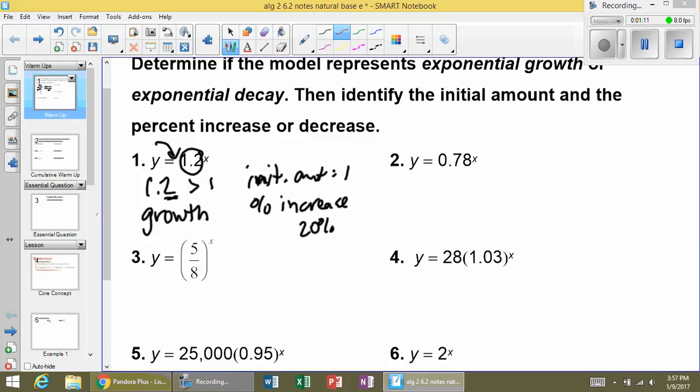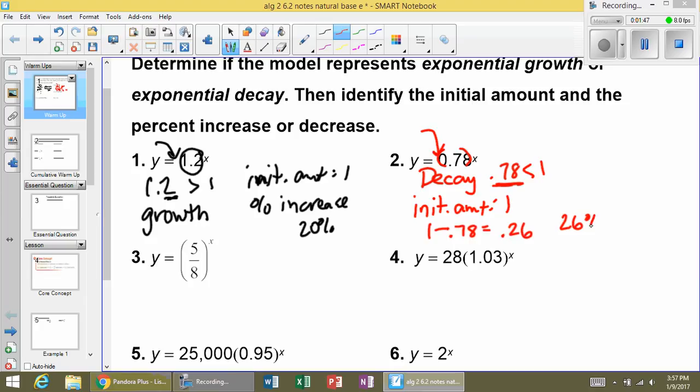All right, so question number 2, growth or decay? Hopefully you said decay because the base, 0.78, is less than 1. Okay, the initial amount. Again, the initial amount is the amount that's in front of the base, and that's going to be 1. And the percent increase or decrease, well, because this is under 1, how much under 1 is it? So 1 minus 0.78 will give us 0.22. So this is a 22% decrease.